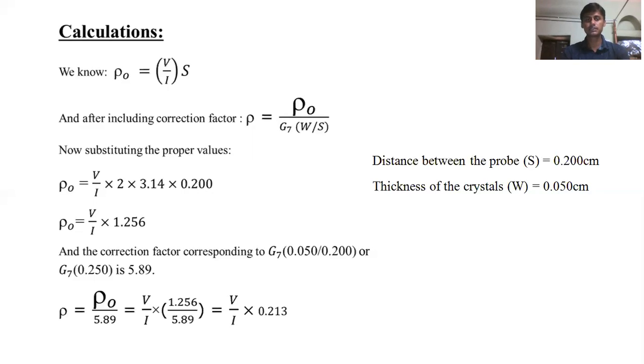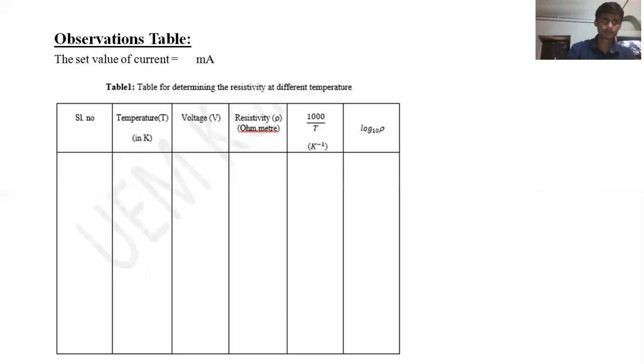And from this equation, you calculate the value of resistivity of the germanium semiconductor at different temperatures, because the temperature is related to resistivity, and this is inversely proportional. So when you increase the temperature, the resistivity automatically decreases. Clear?